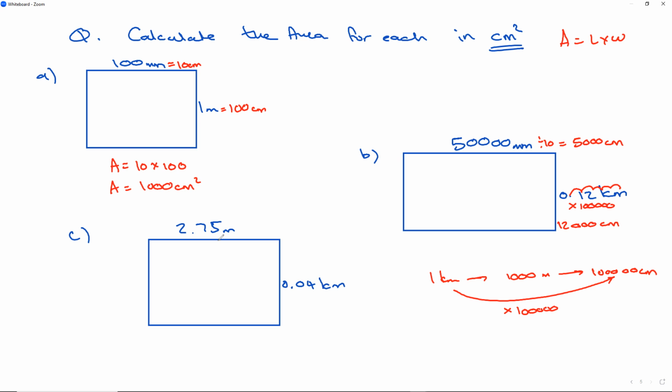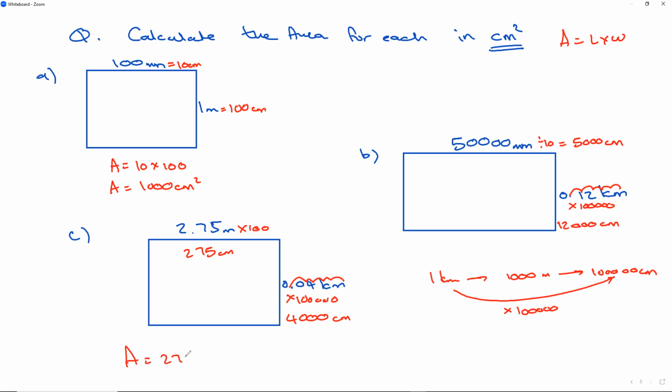And then the next one, 2.75 meters. How many centimeters in a meter? 100. So I'm going to multiply this by 100. And so that's going to come to 275 centimeters. The next one is 0.04, back to kilometers, 100,000. So we're going to multiply it by 100,000, which will go 1, 2, 3, 4, 5, and end up with 4,000 centimeters.